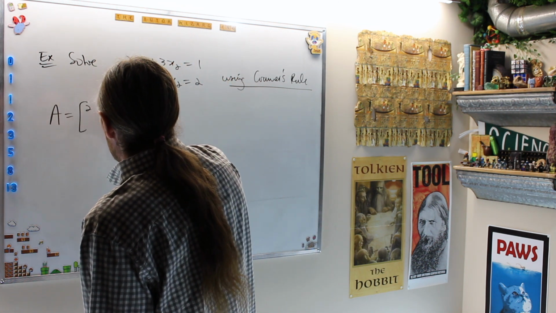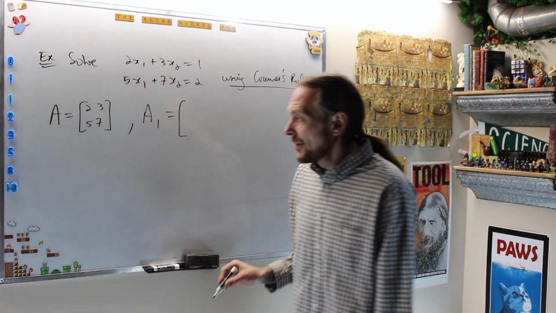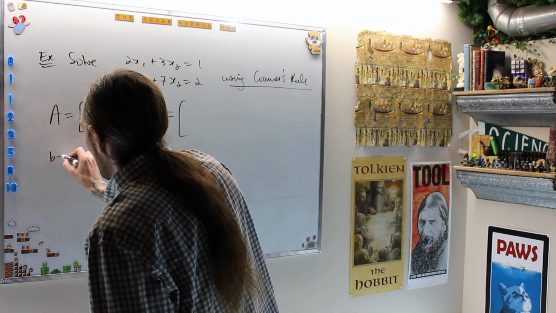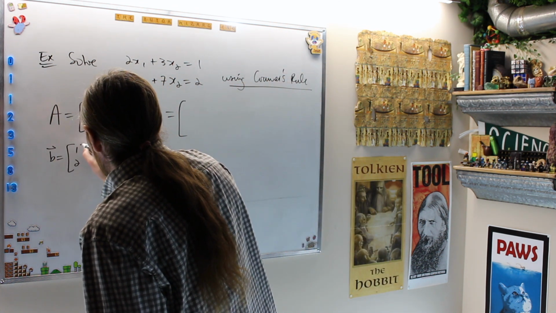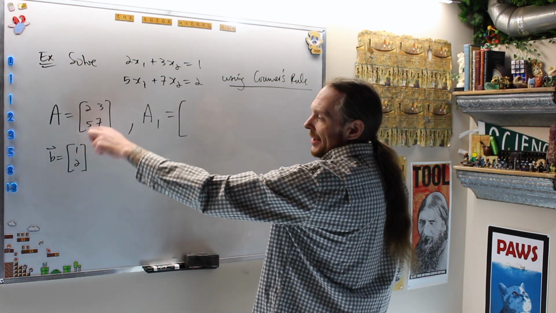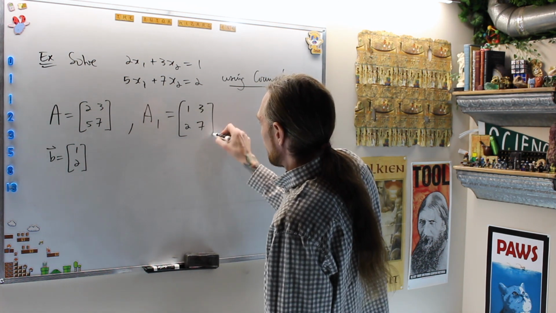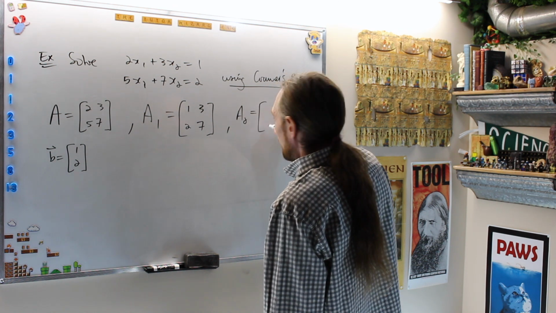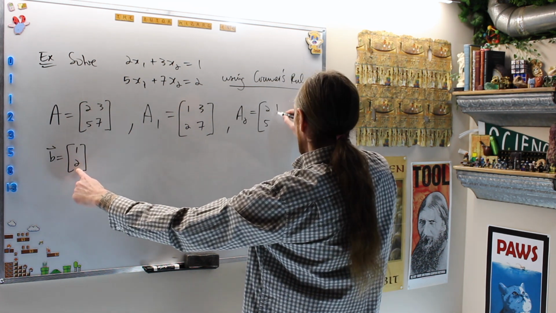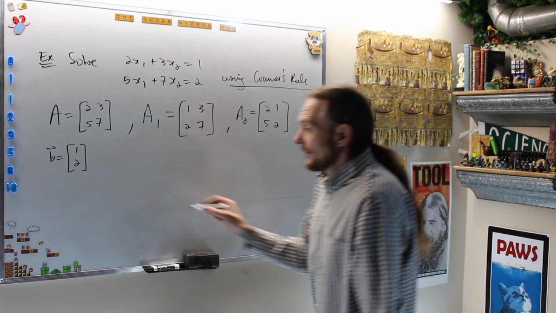A is equal to 2, 3, 5, 7. I'm going to compute all the A's first. The b, first of all, is equal to 1, 2. Now, A1 is obtained from A by replacing column 1 of A with this vector, 1, 2, and then 3, 7. And then A2 is going to be, I leave the first column alone, and then I replace the second column with this vector, 1, 2. Now that I have those, I have to compute the determinants.